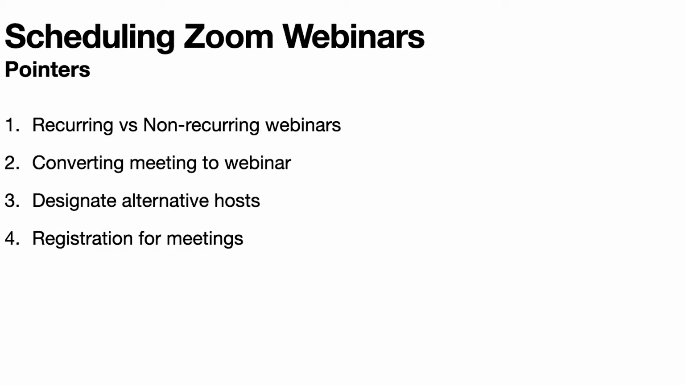The second point is, if you're, say, conducting a normal meeting and you wish to convert it into a webinar, this is also possible. In a Zoom meeting as well, you can designate alternative hosts. For example, I'm the main host of this meeting. Indra will be my alternative host. In case anything happens to me, Indra can easily take over this Zoom webinar.